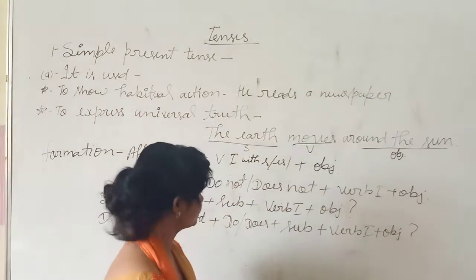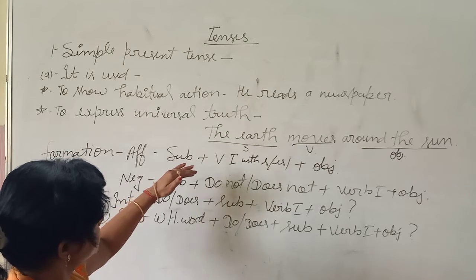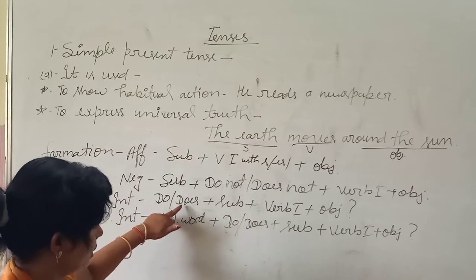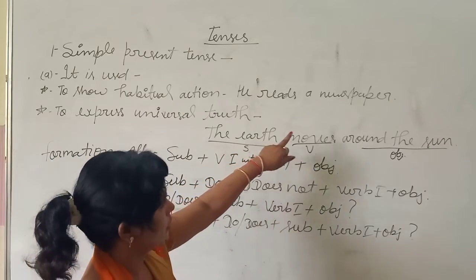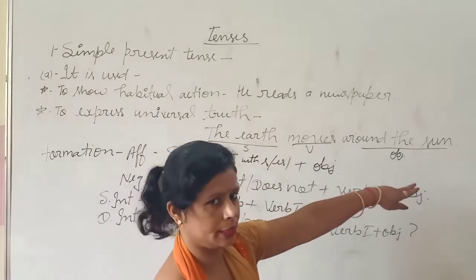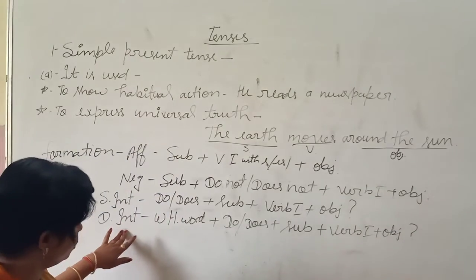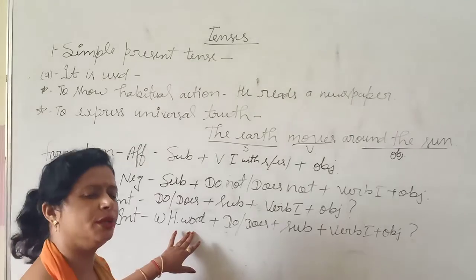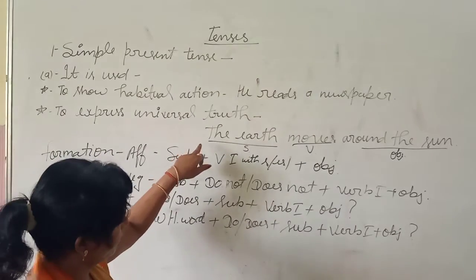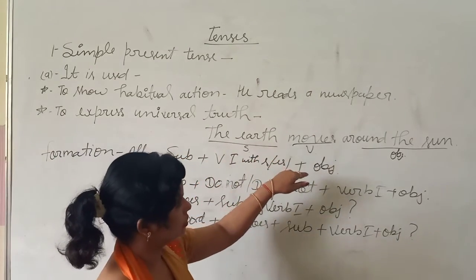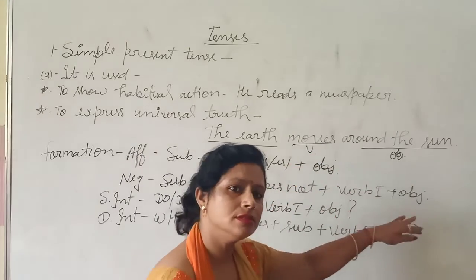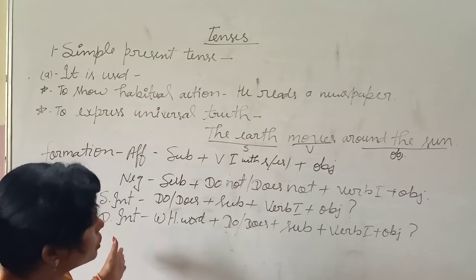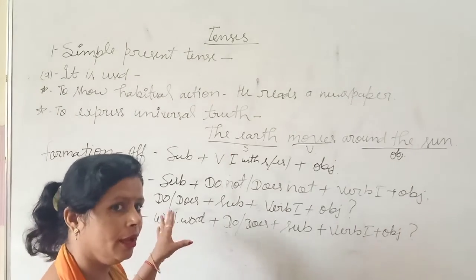around the sun. Next one is single interrogative. So what do we have to use? Does the earth move around the sun? Last one, double interrogative. In double interrogative, we have to start with a WH word. We can take any WH word, like, why does the earth move around the sun? Clear, children? So this is the construction of the sentence in every form.